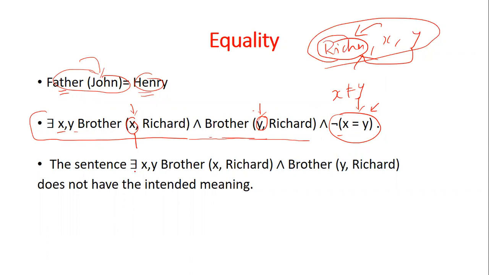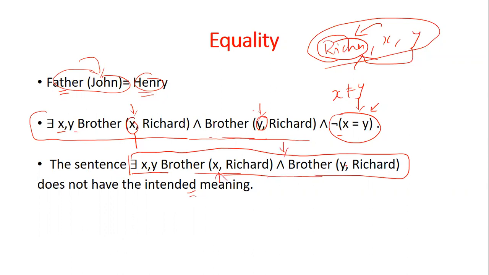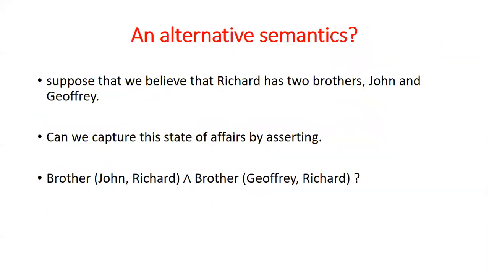Okay, right? So we cannot just write like this: there exists x comma y such that x is the brother of Richard and brother of y comma Richard. This alone is not sufficient. This does not have the intended meaning. If you write like this, our knowledge base may assume both x and y as the same person. Hence, adding this is important.